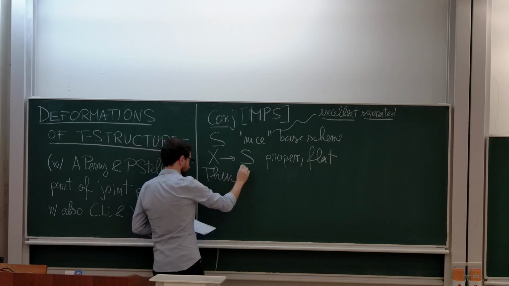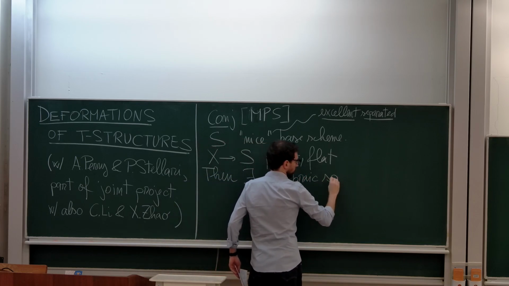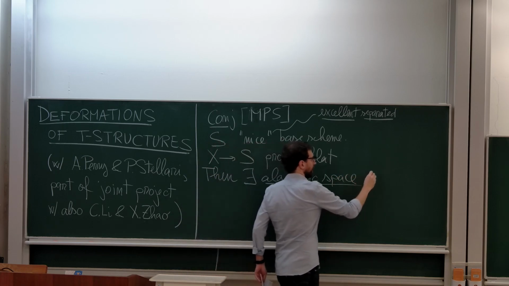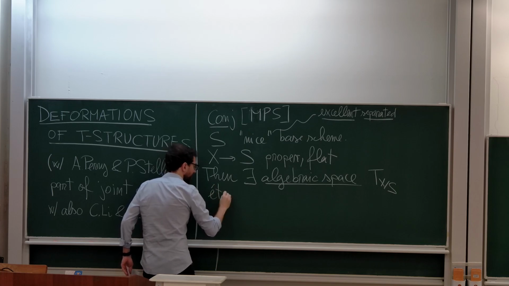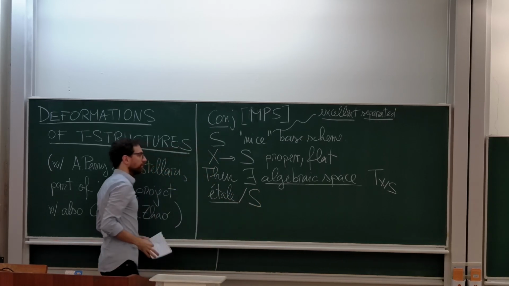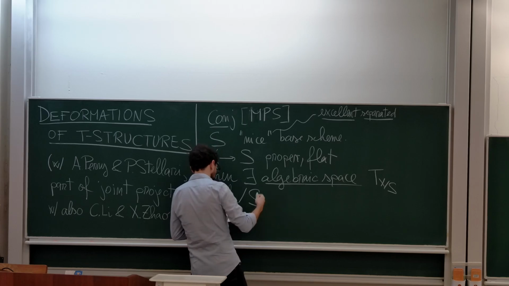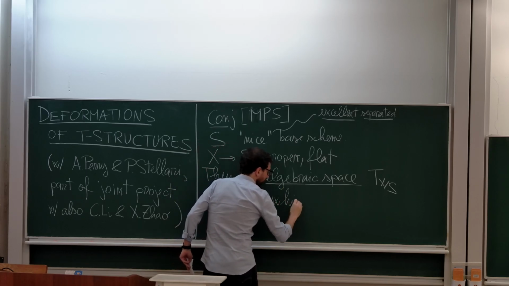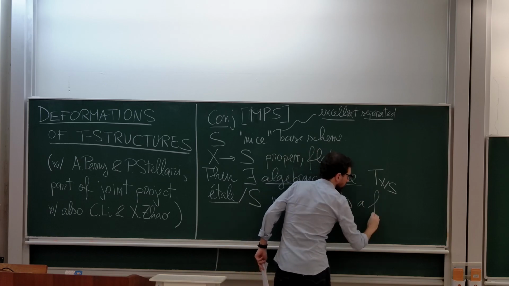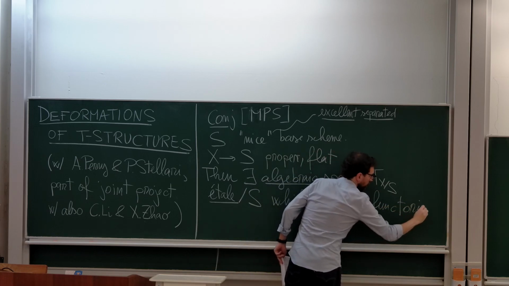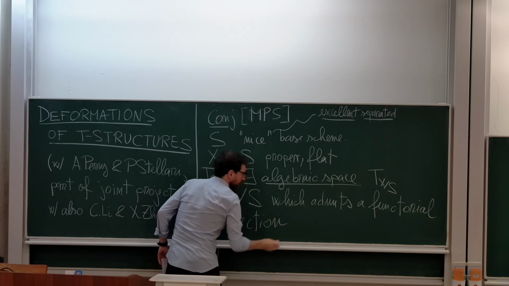Then the statement is the following. Then there exists an algebraic space which I'm going to denote by T_X over S, which does the following. The key property is that it is étale over the base, but nothing else. So it will be kind of a horrible algebraic space, but it has the property that we like, that it admits a functorial bijection as follows.